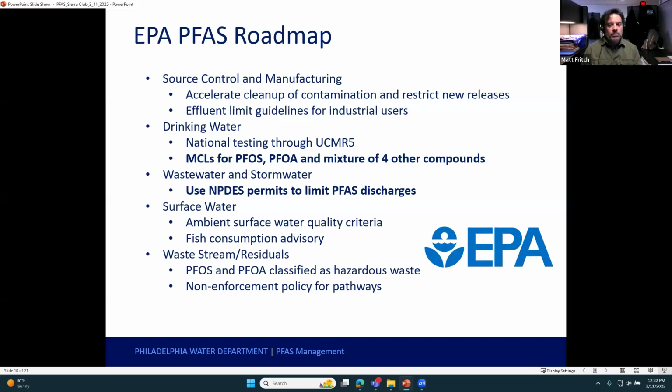What's happening kind of now is more in the wastewater realm, where we're starting to see that the EPA is limiting or starting to monitor the occurrence of PFAS in wastewater and wastewater discharges. Surface water, we're still kind of trying to get a handle on what will be coming down the pike with ambient surface water quality criteria. And Dr. Kabuye mentioned the fish consumption advisories. The only one I'm aware of in Pennsylvania that has occurred is Neshaminy Creek in Montgomery and Bucks County. That was the only one I was aware of. And then we're seeing a lot more on the waste stream and residuals regulations.